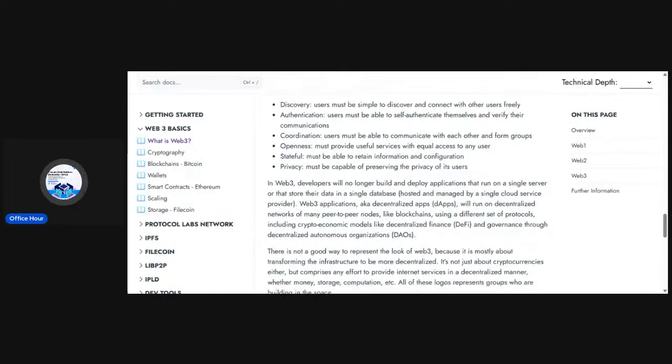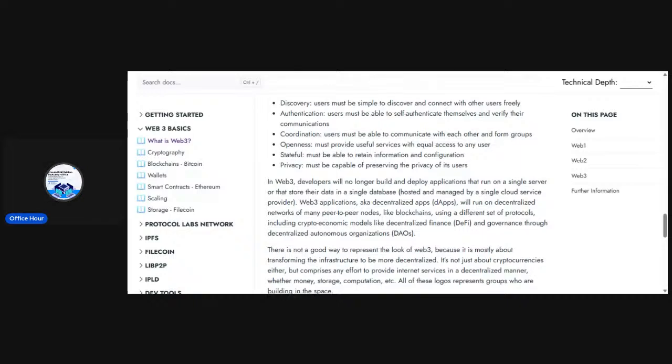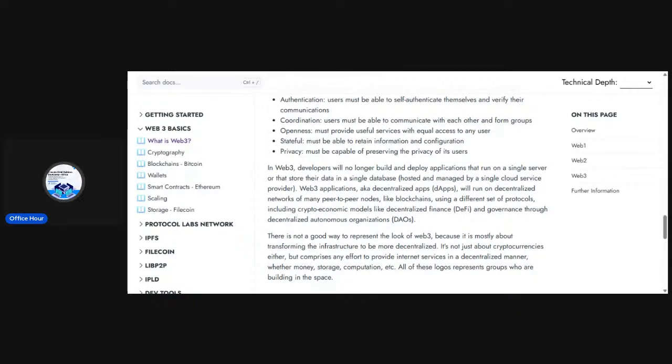In Web3, developers will no longer build or deploy applications that run on a single server or store data in a single database hosted and managed by a single cloud service provider. Web3 applications are decentralized, so we now call them dApps, decentralized applications, written with a small d, capital A, and small pps. They run on a decentralized network of many peer-to-peer nodes, like blockchain users.